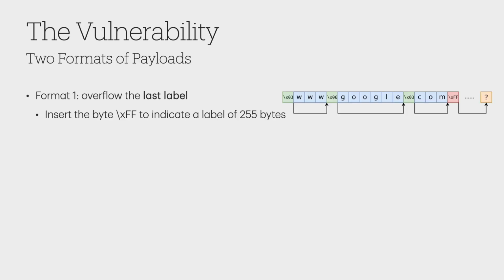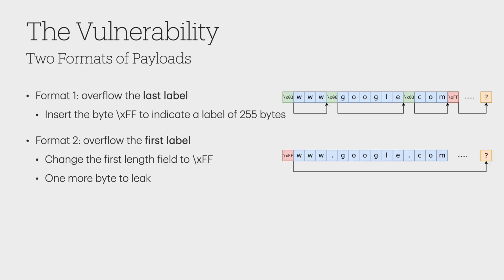Therefore, we developed 2 formats of payload for this vulnerability. The first format, as shown just now, was to overflow the last label. We changed the null terminator to FF, indicating a label of 255 bytes. The second format, however, was to overflow the first label. We then used the string literal of a sensitive domain, instead of labels.